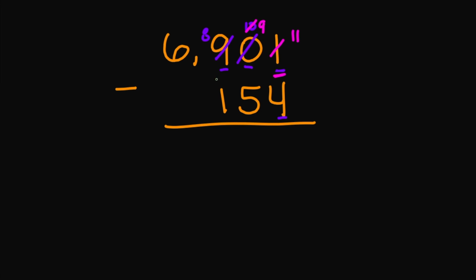So 11 minus 4 is going to give us 7. 9 minus 5 is 4. 8 minus 1 is 7. And then you have 6 minus 0. That's going to give you 6. So your final answer is 6,747.